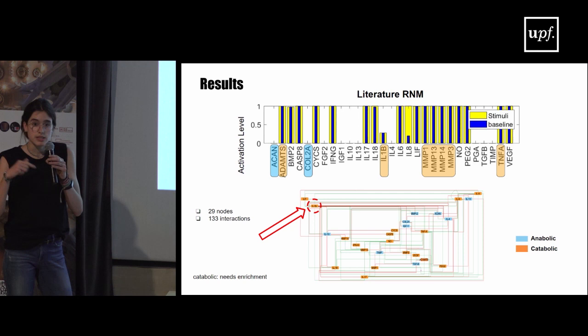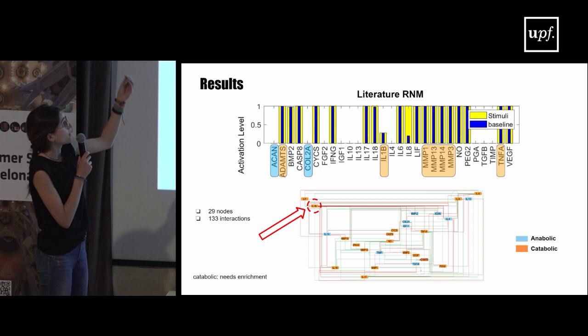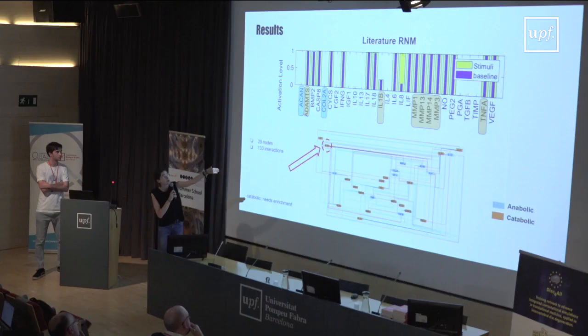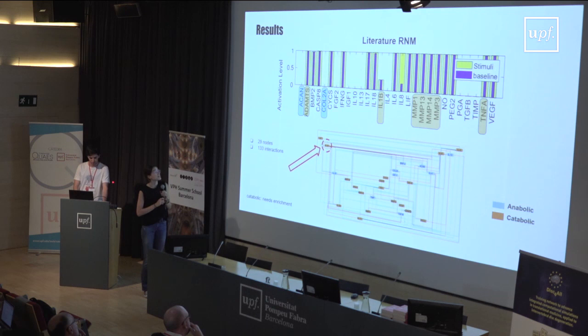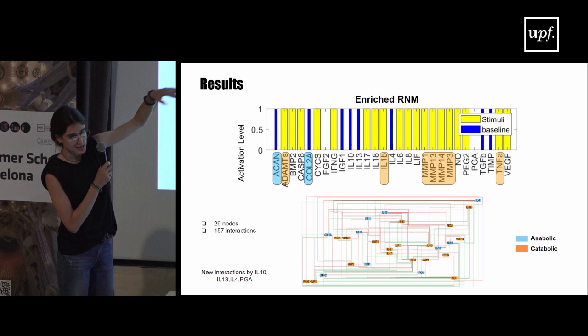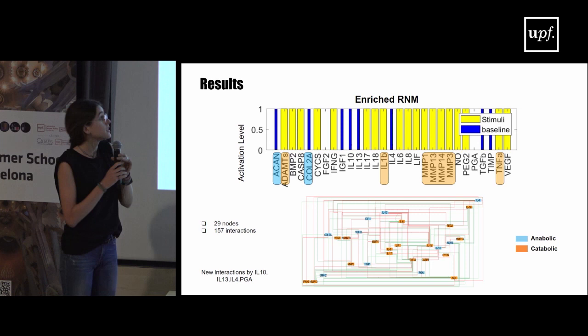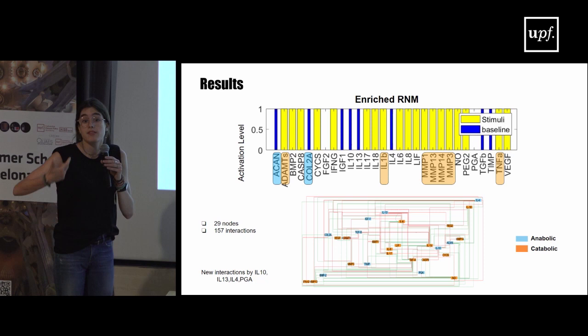For the literature network, as the literature of the joint was based on osteoarthritic patients, we are supposed to obtain more catabolic molecules, the orange ones, than anabolic. And here is what we can see: the lines in catabolic molecules are higher, and the blue ones, the anabolic ones, are low. So we agree that the literature result is good. Regarding the enriched one, you can see that the nodes are the same, but we have more interactions. Because the enriched network represents a healthy cartilage, in the baseline we have very high levels of anabolic molecules, the blue ones, and very low levels, well, no levels, of the catabolic ones. And when we stimulate it with the inflammatory ones, we obtain the opposite pattern.